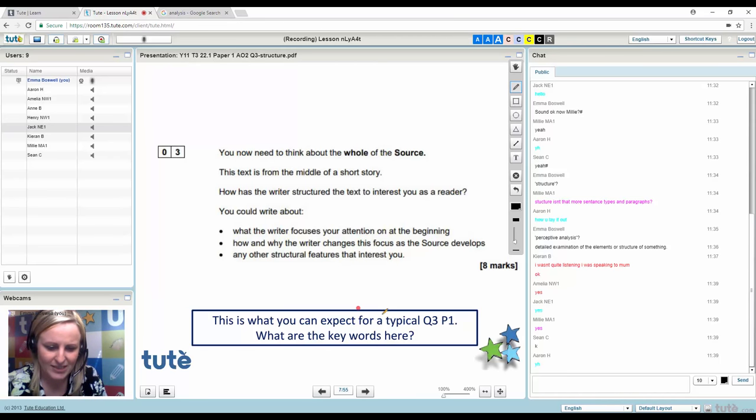Okay then, so this is a typical question 3. So just have a look and see if you can spot the key words in this question. So what do you think the most important key words are in this question that you would underline or highlight? If anyone can spot them, just click hands up for me if you pop your hand up next to your name, and I'll just pass you control for you to underline.